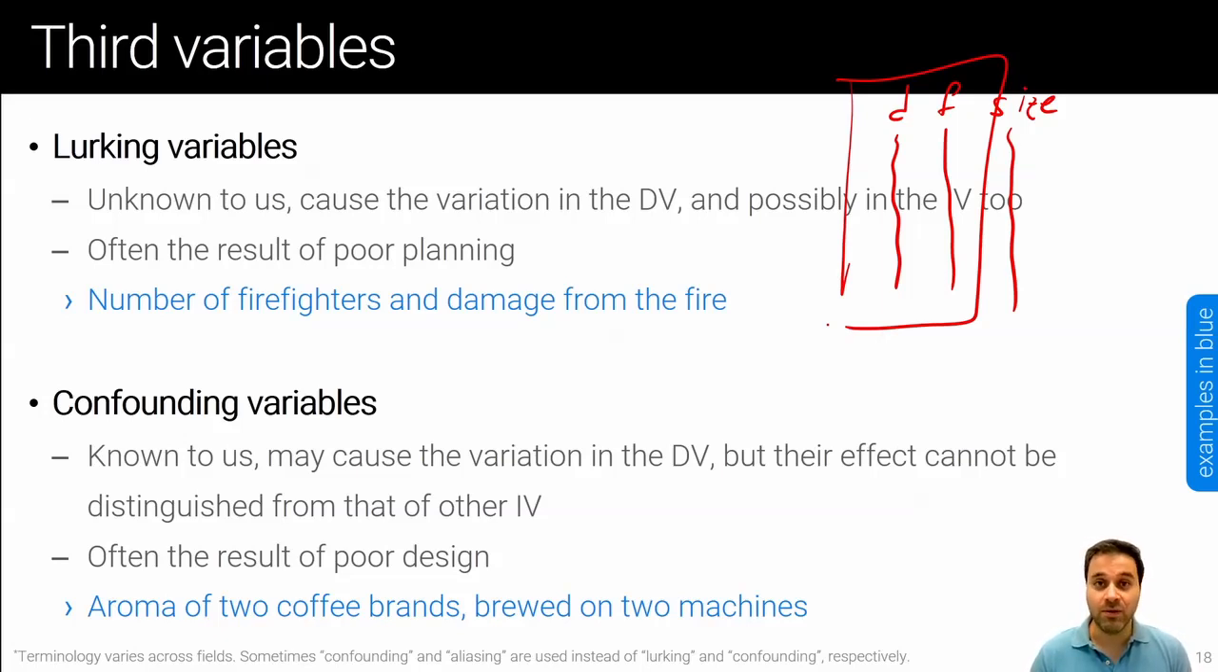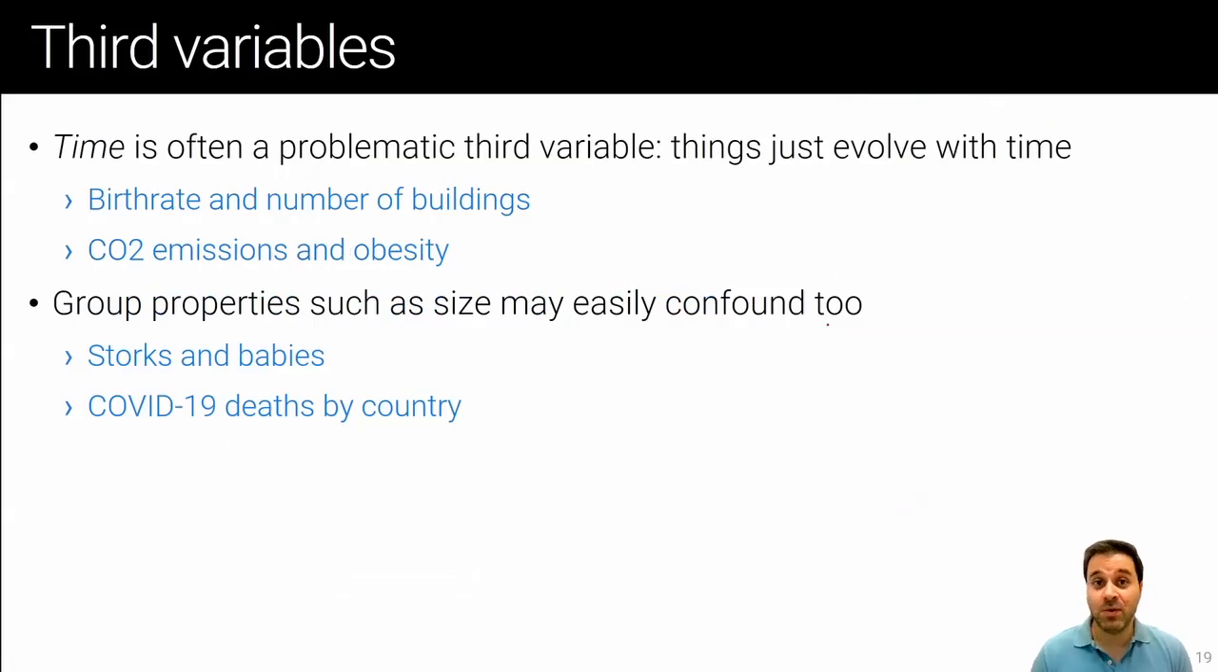And so the thing with the third variables is, for instance, time or the area that we saw earlier for the storks, it's often a problematic third variable because things just happen to evolve with time. It's just their natural process. And that's why we're going to find plenty of spurious correlations because of the effect of time or other group properties such as the size. Think about the birth rate and number of buildings. If we were to plot data, we see that we have over the years more and more buildings, and we also have more and more babies. That doesn't mean that buildings are causing babies. They just happen to be correlated because of the natural evolution through time.